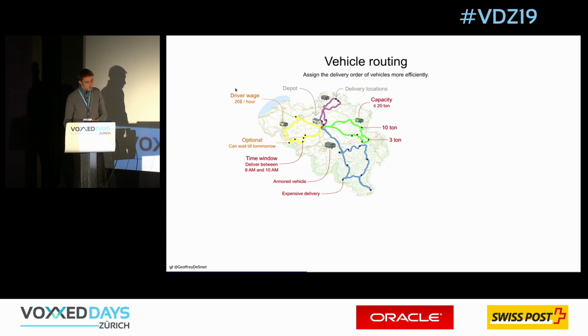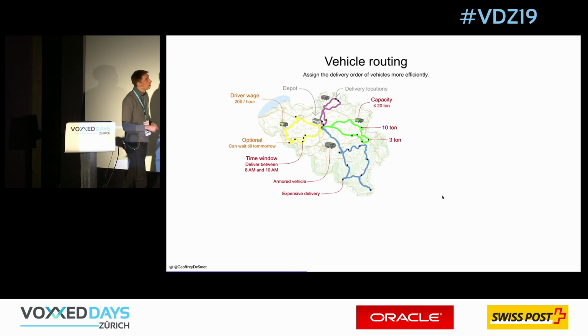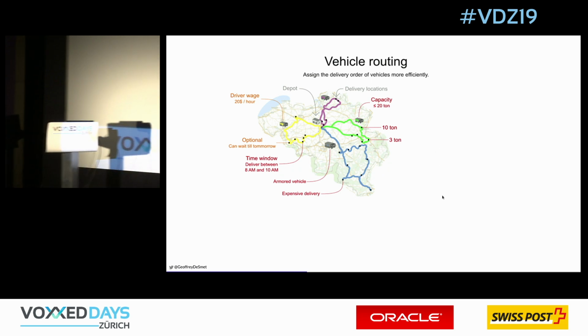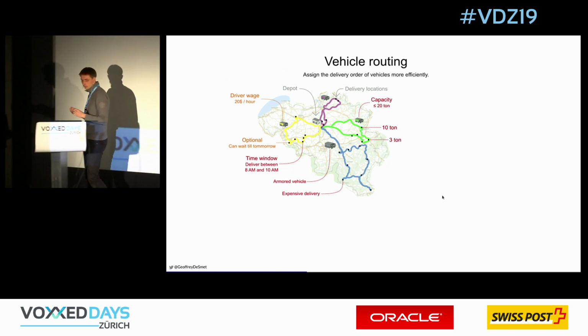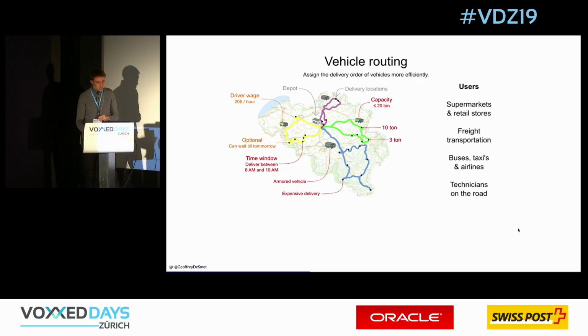But this one, the orange one, are soft constraints: the driver's wage, of course, and the fuel consumption. By reducing these, we can actually have shorter routes. So where does this happen? Again, supermarkets, restocks, freight transportation, public transportation of buses, taxis, airlines, stuff like that, and technicians on the road.